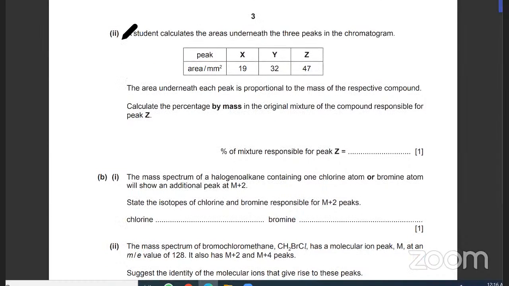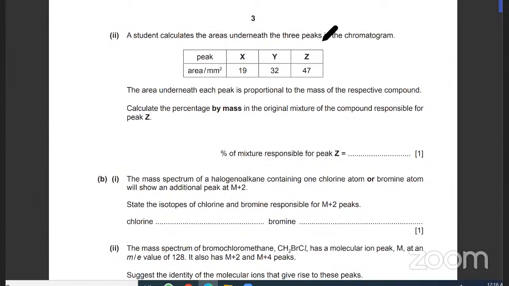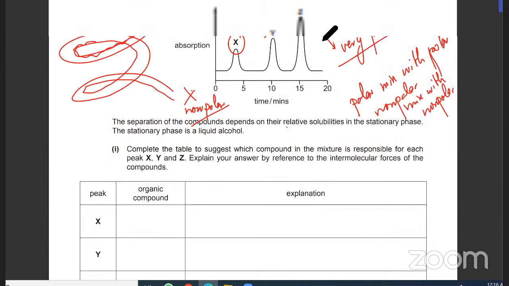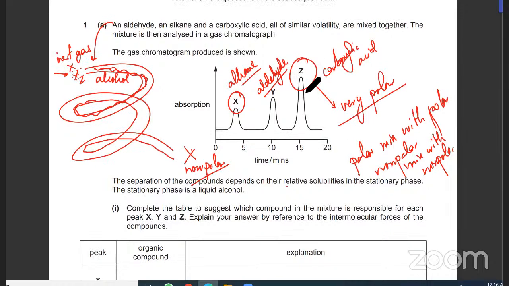We can move to the other part, which is: a student calculates the areas underneath the 3 peaks in the chromatogram. The other information that you get from a gas chromatogram is the quantity of each substance in the mixture. You know that there's this much X, this much Y, and this much Z. So clearly there's a lot more Z being obtained and a lot less X. The area of the peaks indicates how much of the substance is in the mixture.